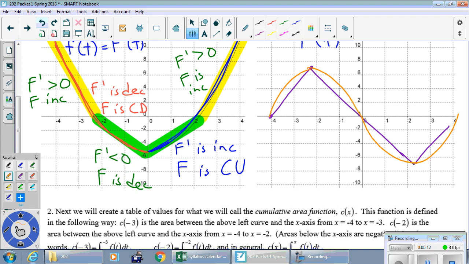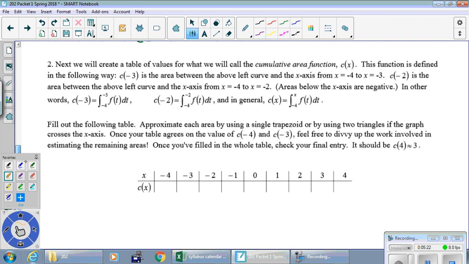So purple was our first attempt. Orange is our much more fine-tuned attempt, just thinking about increasing, decreasing, and concavity. Okay, moving on to number 2.